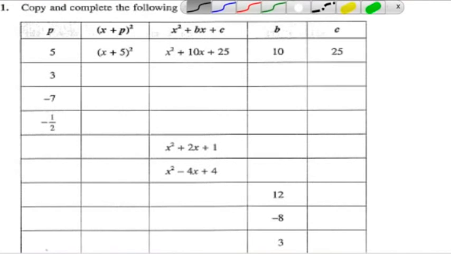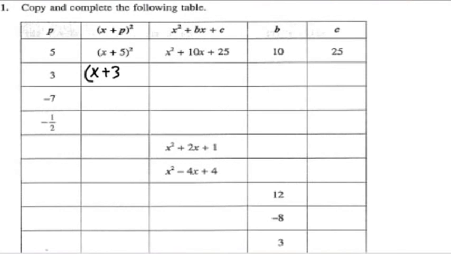So for example, if I take a look at my first value that's incomplete there, incomplete. Did I just say incomplete? Yeah, I guess I did. Alright, so it's going to be (x + 3)², which expands to x² + 6x + 9. So we're going to take a look now. My b value is 6, and my c value is 9. Pretty straightforward.